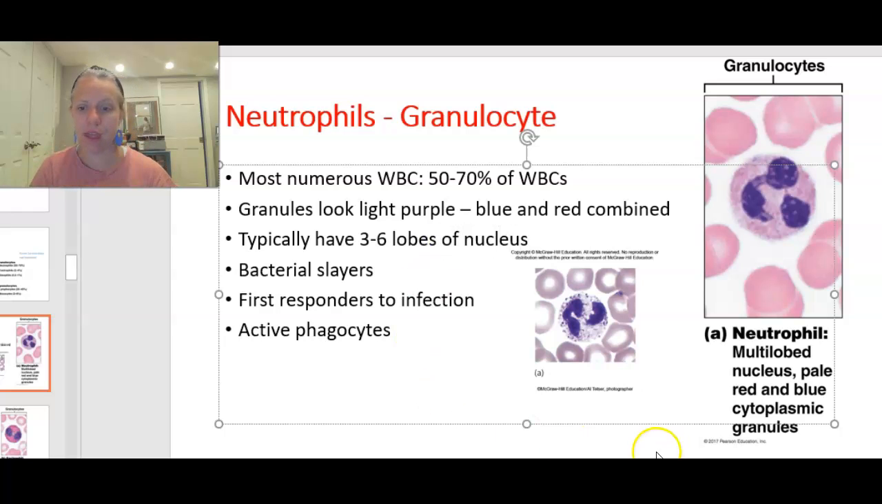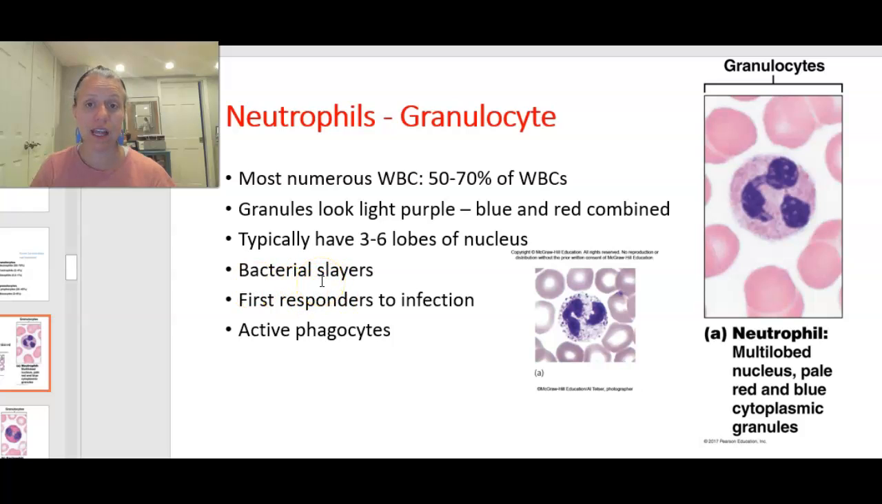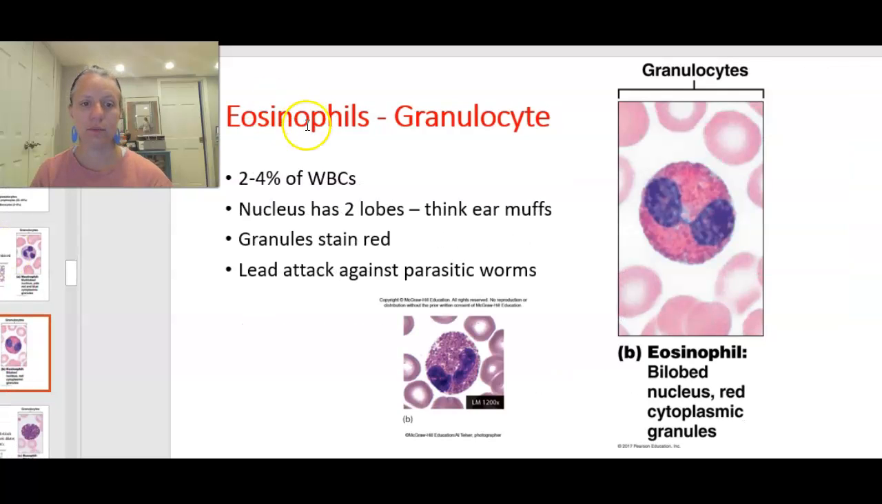Let me add that. And here's their function right here, right? These are bacterial slayers. They are our first defenders. Because they're so numerous in the blood, if you have any kind of trauma or infection, these things are going to be there first, and they're going to eat bacteria like crazy. So these are actively phagocytic cells. They are phagocytes.